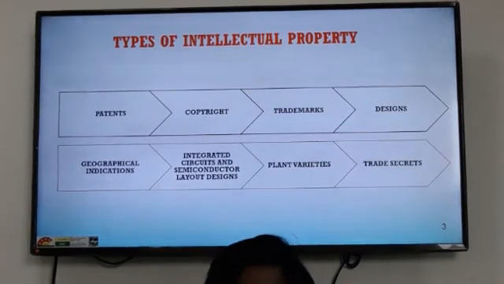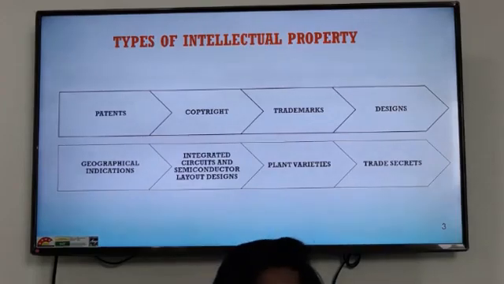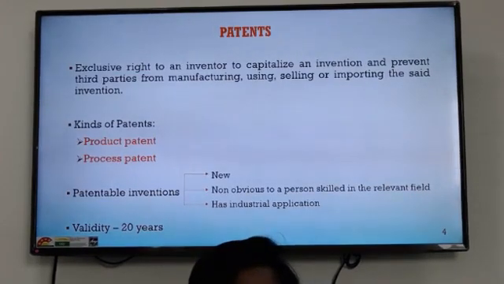Now, what are the various forms of IP? They're classified into the following broad heads: patents, copyrights, trademarks, designs, geographical indications, integrated circuits and semiconductor layout designs, plant varieties, and trade secrets. So I'm going to spend the next hour or so telling you a little bit about each of these forms of IP and how you can secure protection for them and what happens when someone violates them. So let's begin with patents.